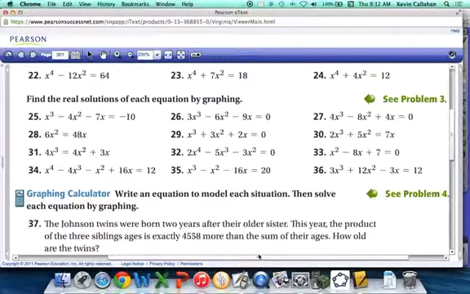So there's the 25, 27, and 29. See if you can find the real zeros using these procedures. And that is the end.